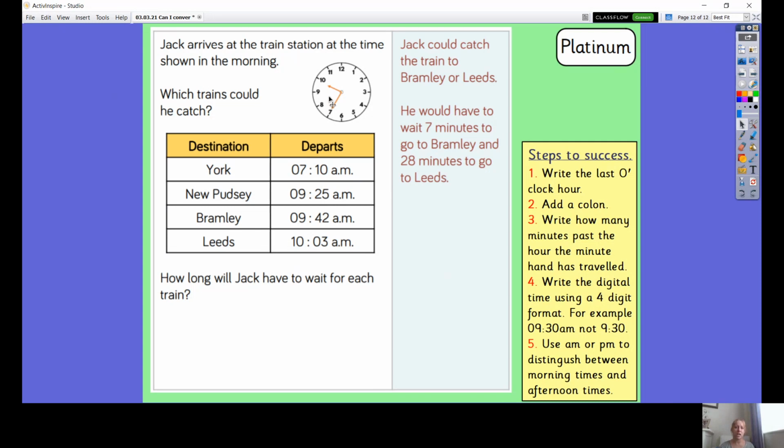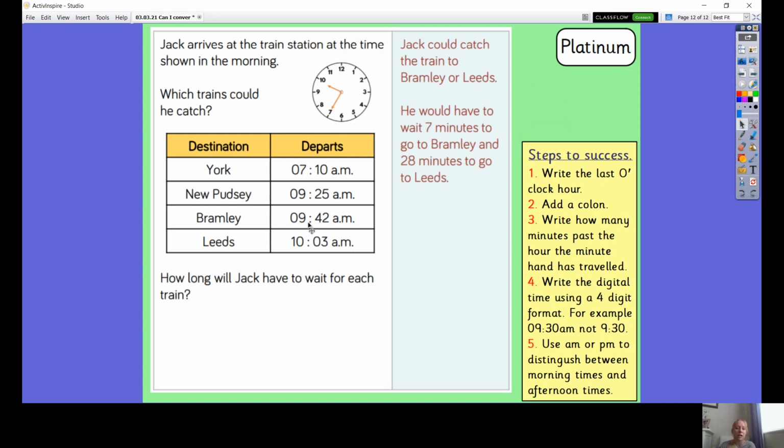Okay, Jack could catch the train to Bramley because he arrives at 9:35, beg your pardon. So the hour hand has gone past 9, so it's 09, and then if we count round, that's 35 minutes. So it's 9:35. So he can catch the train to Bramley or to Leeds. He can't catch the 7:10 one because it's 9:35. He's missed it. He can't catch the New Pudsey one because that was 9:25 and he's missed that.